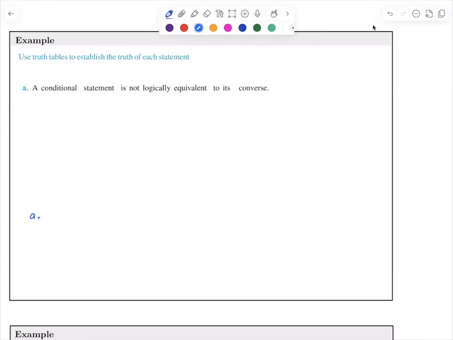So for part A, what do we have here? The conditional statement is written as P then Q. Its converse is Q then P. So let's take a look at the truth table. P, Q, P then Q, Q then P. True, true, false, false. True, false, true, false. We're using the basic definitions that we did before.